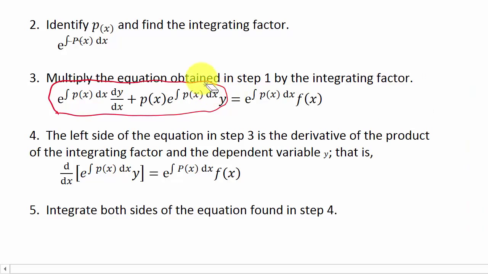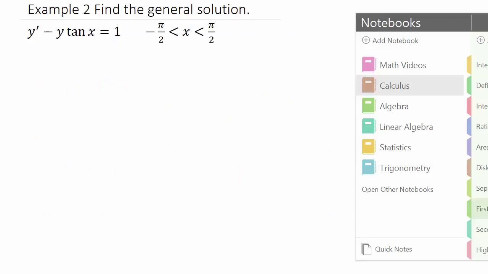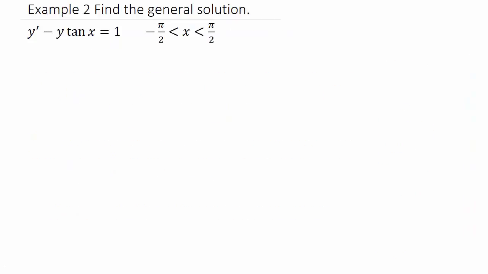Let me go ahead and erase that. So let's look at this second example. We have y prime minus y times tangent x equals 1, where x is between negative pi over 2 and pi over 2. You can see this is already in standard form, since I have a coefficient of 1 in front of y prime.